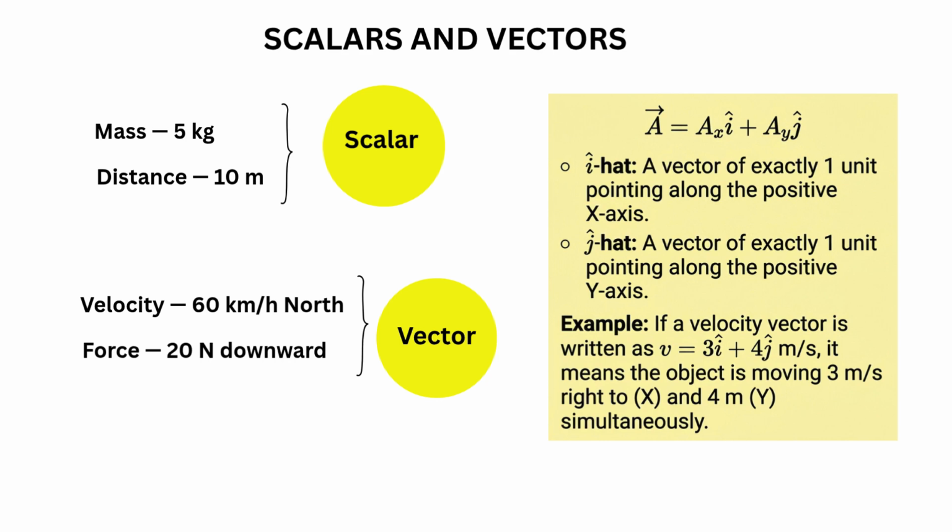A vector is basically represented using an arrowhead, but algebraically, or in component form, a vector is represented in general as vector A equals a_x i plus a_y j. For example, if we say velocity equals 3i plus 4j meters per second, it means the velocity is 3 meters in the x direction and 4 meters in the y direction, or upward direction.